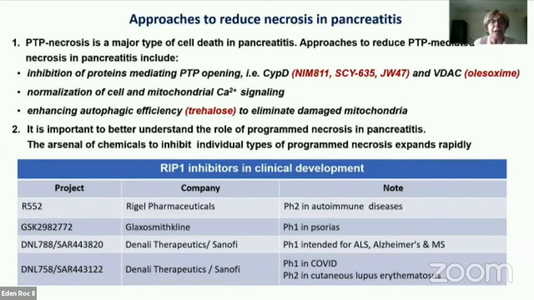The arsenal of chemicals to inhibit individual types of programmed necrosis is expanding rapidly. These inhibitors can be applied to selectively block a particular type of cell death in pancreatitis. And these below are just examples of ongoing clinical trials.